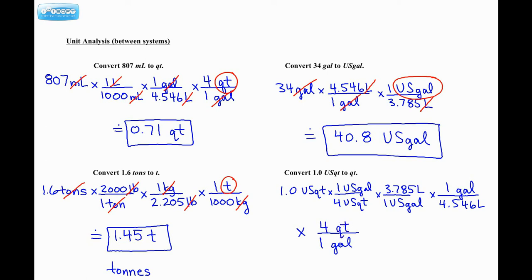A lot of different steps. So let's cancel our units. So the American quarts cancel. The American gallons cancel. The liters cancel, the imperial gallons cancel, and I'm just left with quarts. So take our calculator. So 1 divided by 4 times 3.785 divided by 4.546 times 4. And that gives me approximately 0.83 imperial quarts.